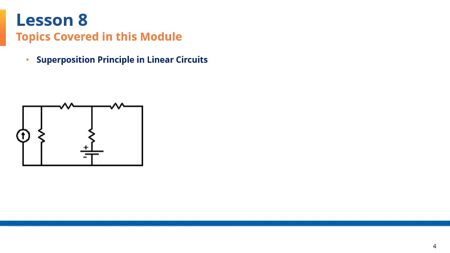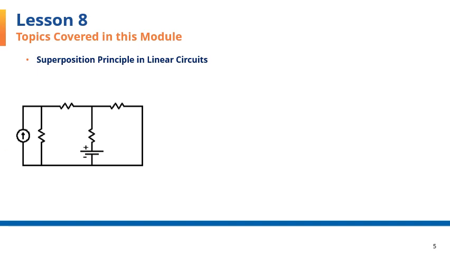Consider the circuit on this page. It has two energy sources, a current source and a voltage source. To explain superposition principle, we do not really need the values of the elements here. Suppose that we are interested in finding the current in a branch or a voltage between 2 points of the circuit.